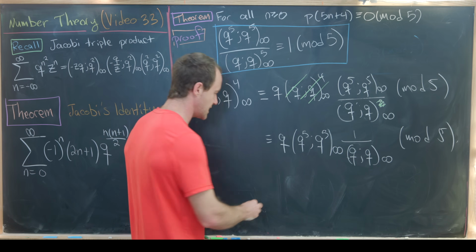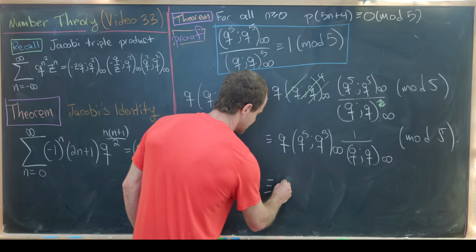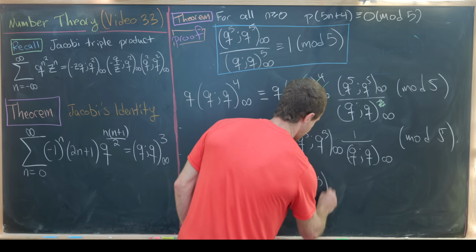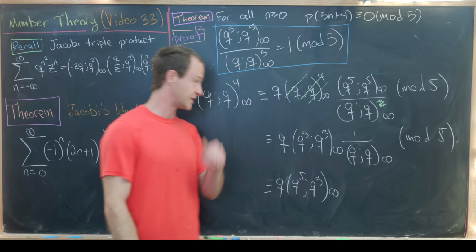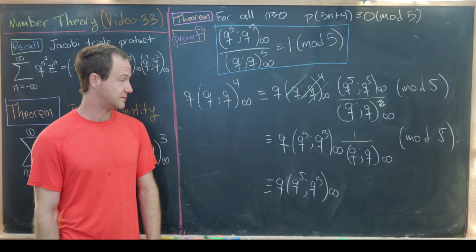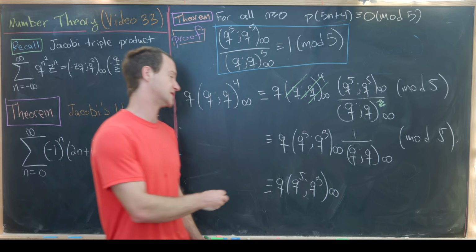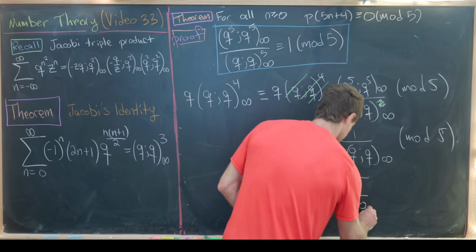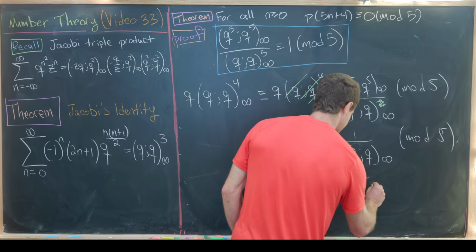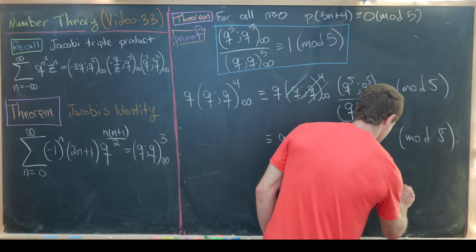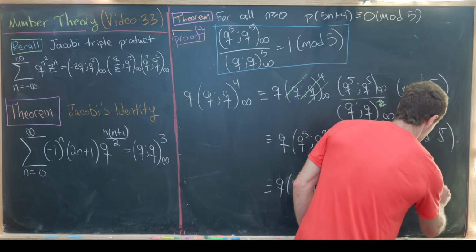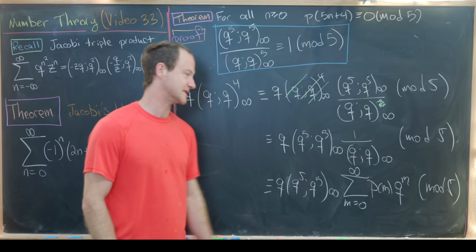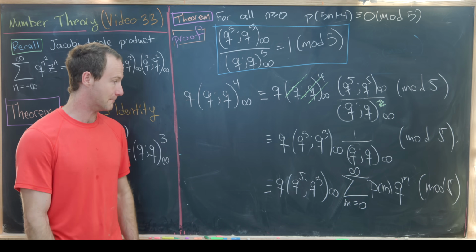Now, where can we go from here? Well, let's notice that this is (q^5; q^5)_∞, but then this 1 over (q; q)_∞ is well known to be the generating function for the number of partitions of n. So this is the sum as m goes from 0 up to infinity of p(m) q^m. This is all occurring mod 5 like we've been doing. Again, p(m) is the number of partitions of m.